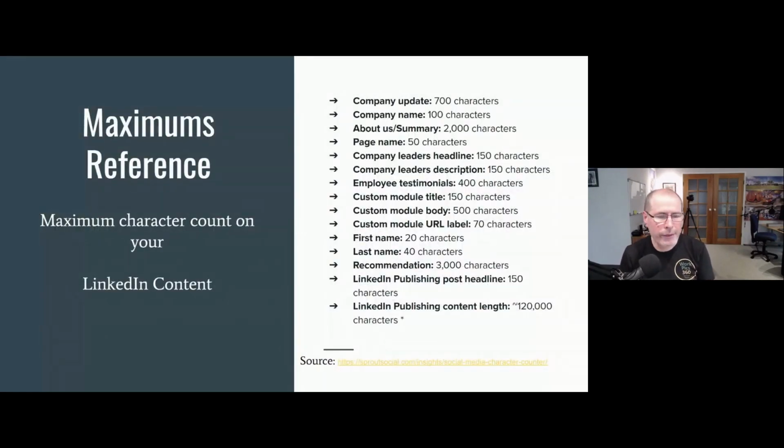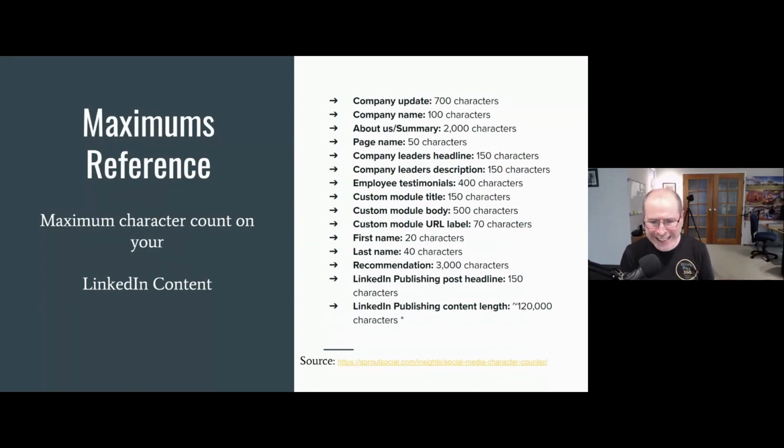So here's a bit of a catch list of a whole lot of facts that you will be able to share with people in terms of what the limitations are for content pieces. For example, if you're going to do a company name, the company name can only be 100 characters long, that kind of thing. So that'll be more of a reference page for everyone if you're actually creating content.